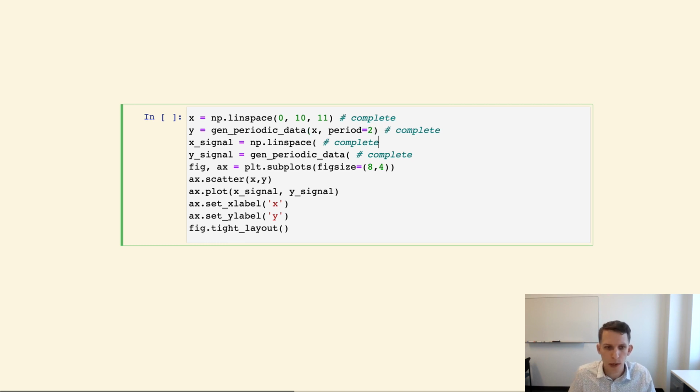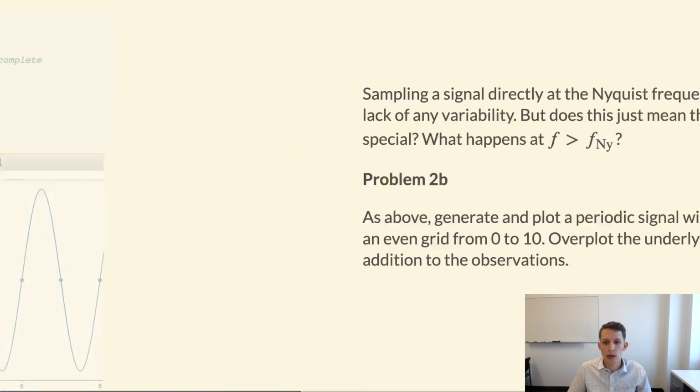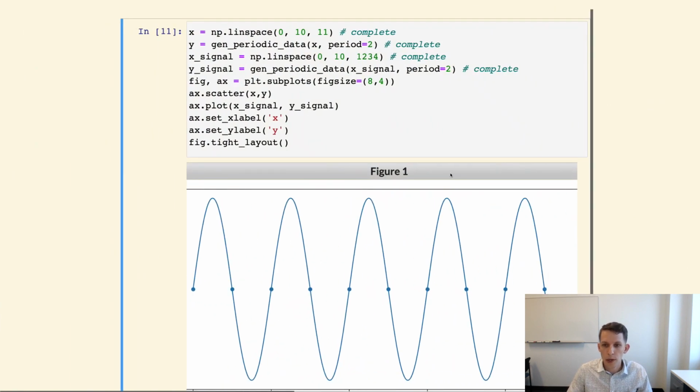Or the Nyquist frequency. And then we also want to generate the underlying signal, so that'll be from 0 to 10, and we just need a lot of data points. Let's just say 1, 2, 3, 4. And the signal in this case is going to be generated at x signal, again with a period equal to 2. All right, so all the plotting is ready to go, so we can execute this cell. And what do we notice here?